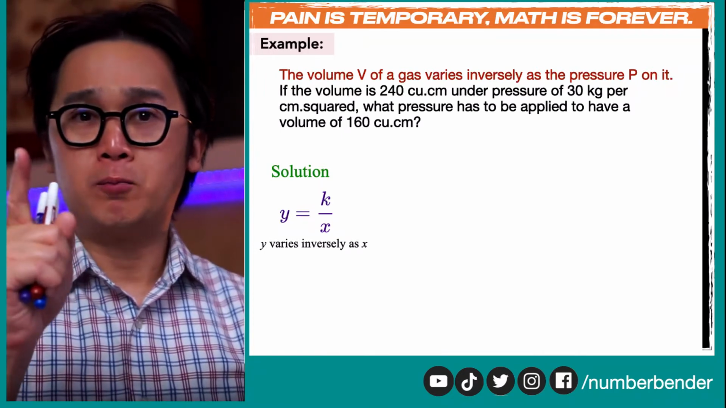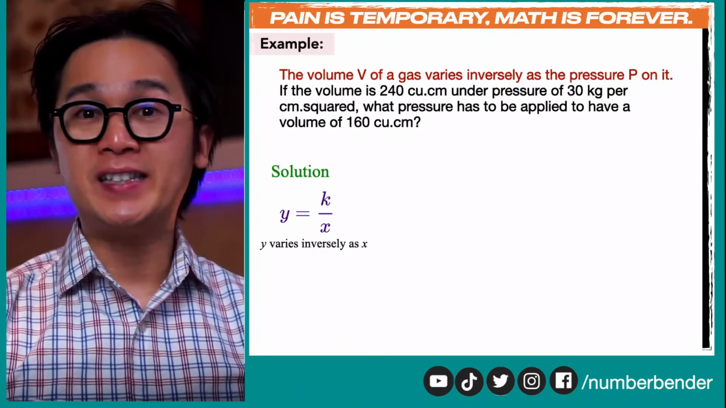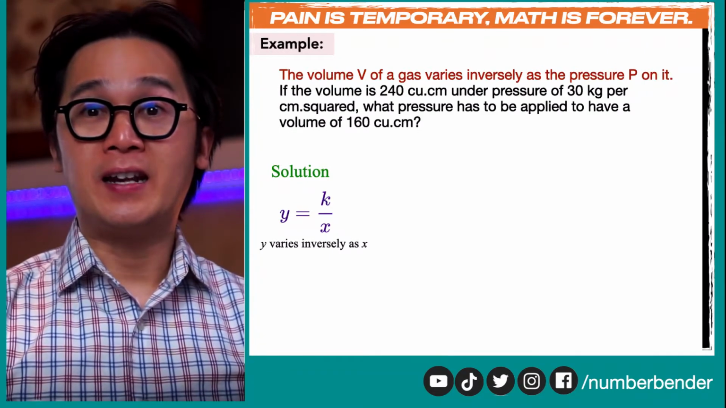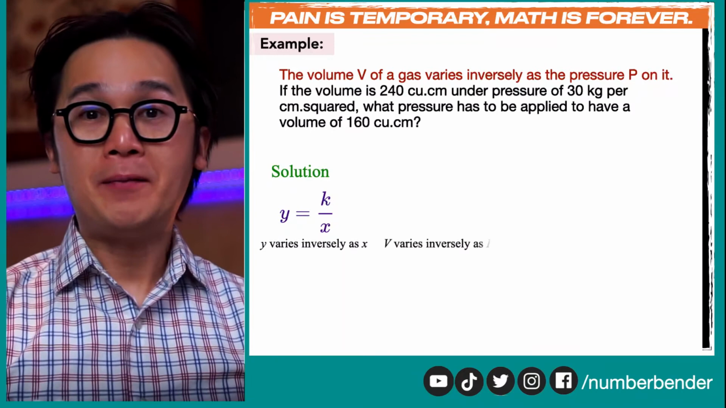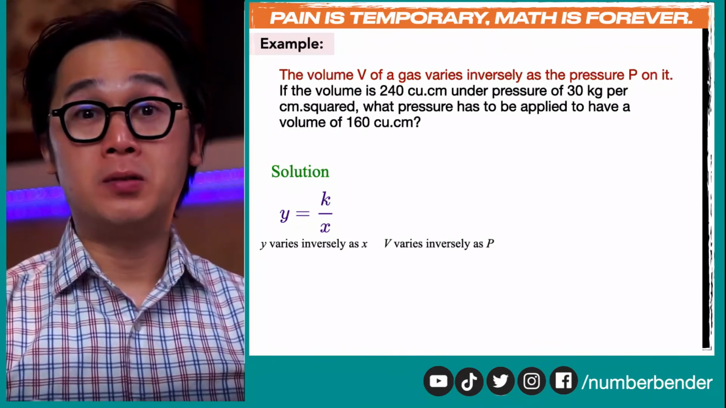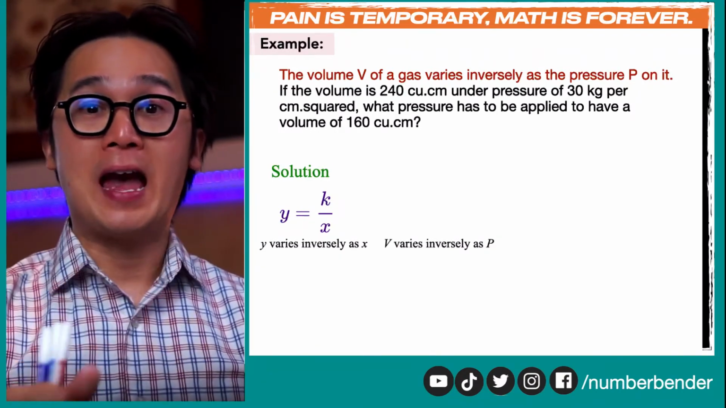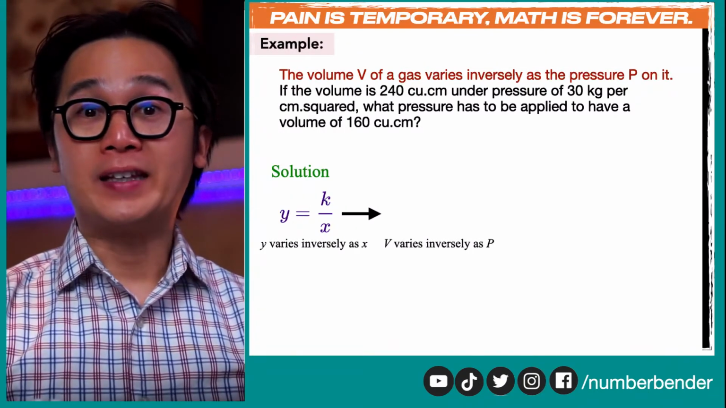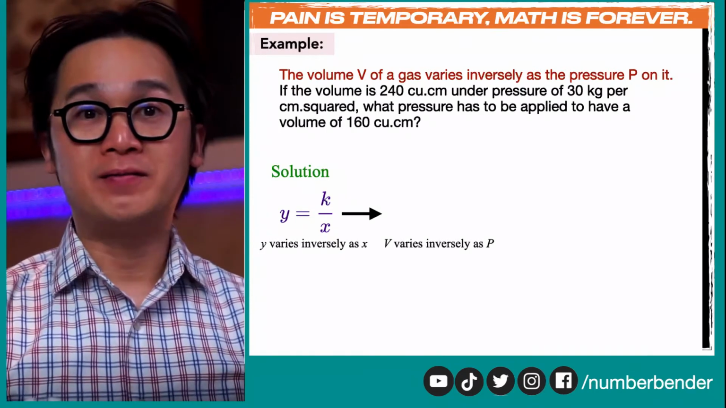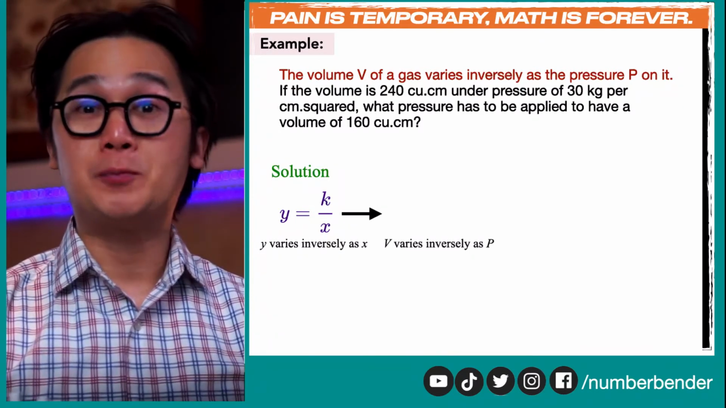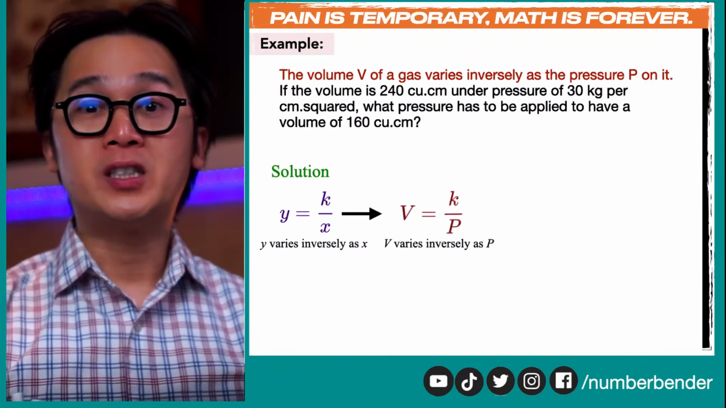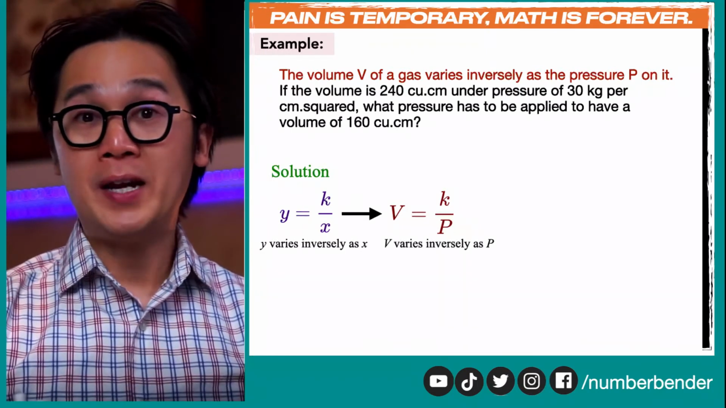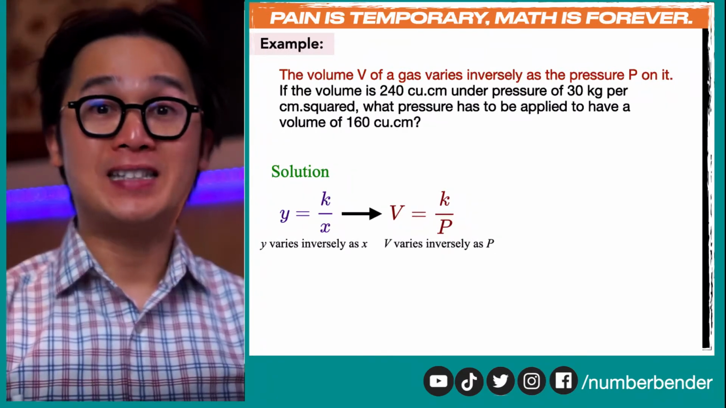And in this word problem in particular, we're seeing volume V varies inversely as P. That means if we're going to translate this verbal statement into the formula that we have, y varies inversely as x, therefore, from y equal to k all over x, we can have a new formula that is specific to this word problem, which is V equals k all over P, because P or pressure is our input and our output is our volume.